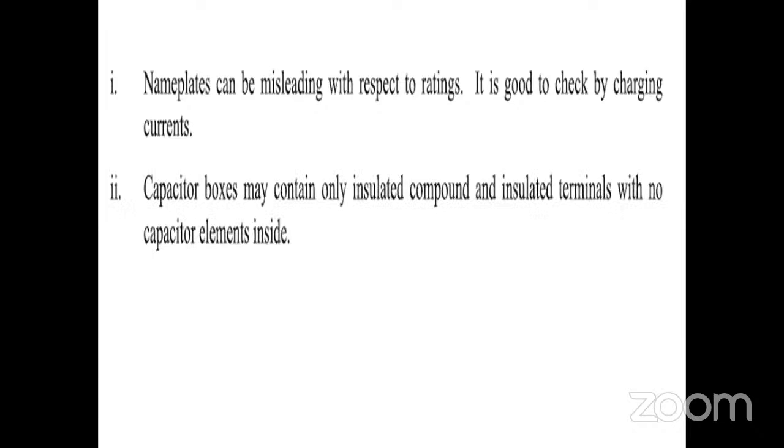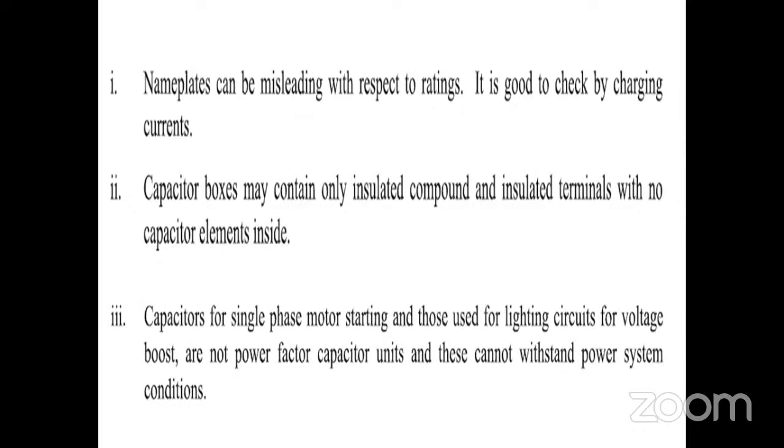Nameplates can be misleading with rating. It is good to check charging currents. Capacitor boxes may contain insulating compound instead of capacitors. Capacitors for single phase motor starting, or those used for lighting circuits for voltage boost, are not power factor capacitor units, and these cannot withstand power system conditions.